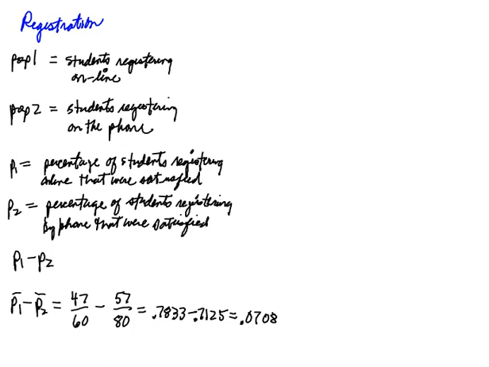Okay, the way we'll set the problem up is population 1 will be students registering online, and population 2, students registering on the phone. Two measures that we're interested in, the population parameters, P1, percentage of students registering online that were satisfied, and P2, the percentage of students registering by phone that were satisfied. And we're trying to determine the difference. We'll do P1 subtract P2.